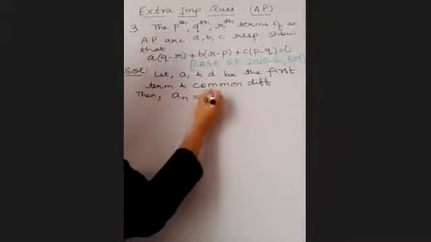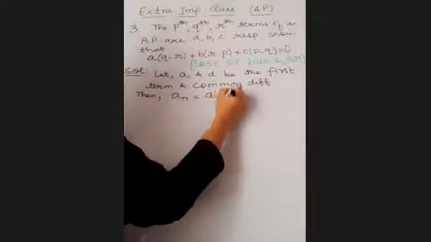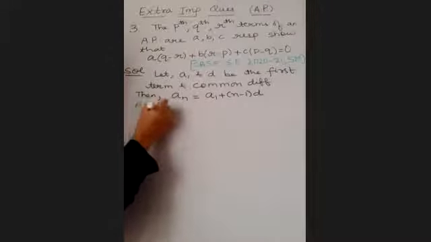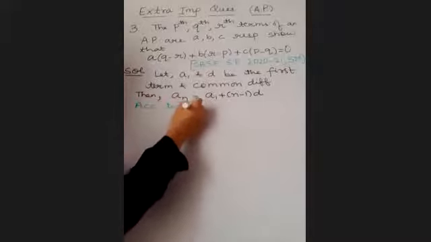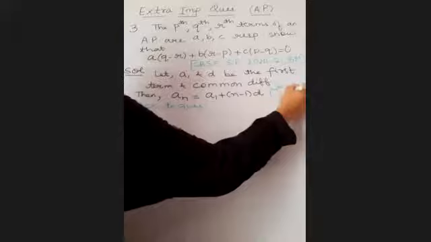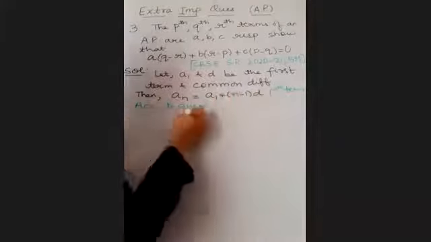Here, a1 plus n minus 1 into d. a1 plus (n minus 1)d. I'm writing here in brackets, this is how we call the nth term. Now, according to the question, we are given the pth term.